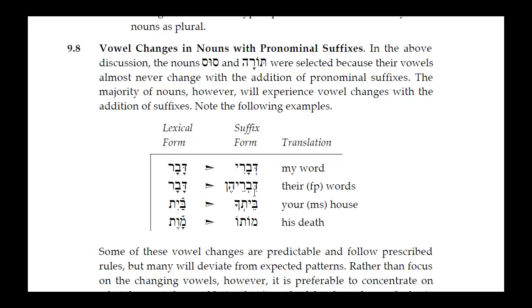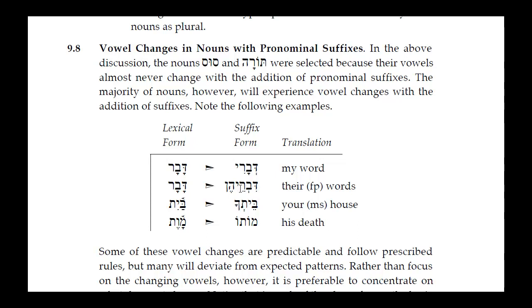The first one will lengthen to a hireq. Now you can have two contiguous shevas if they're in the middle, but you can't have the first two syllables being shevas. The first one will lengthen to a hireq, and the second one will be non-vocal. It will be silent. So that's where we get the word divrehen.